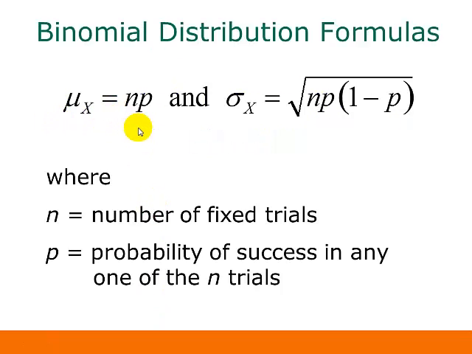Now these formulas are some of the nicest ones in this whole course because they're really easy. For a binomial distribution, the mean of the distribution, or the expected value, is just n times p. The standard deviation is the square root of n times p times 1 minus p. And remember, we're talking about a binomial distribution, so n is the number of trials, and p is the probability of success in any one of the n trials.